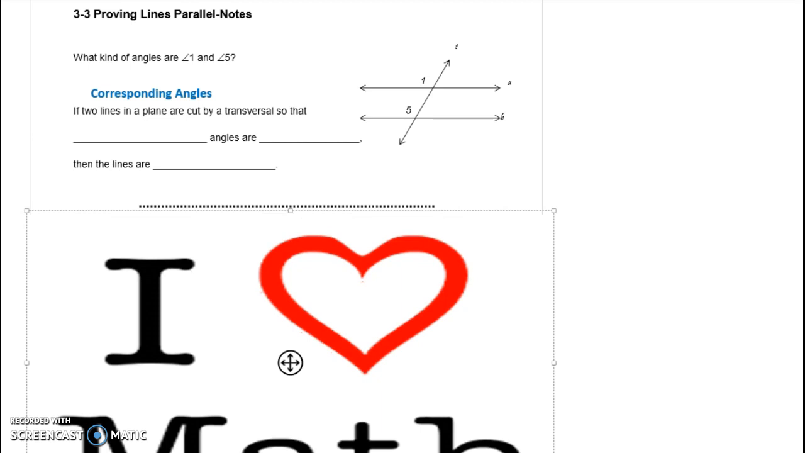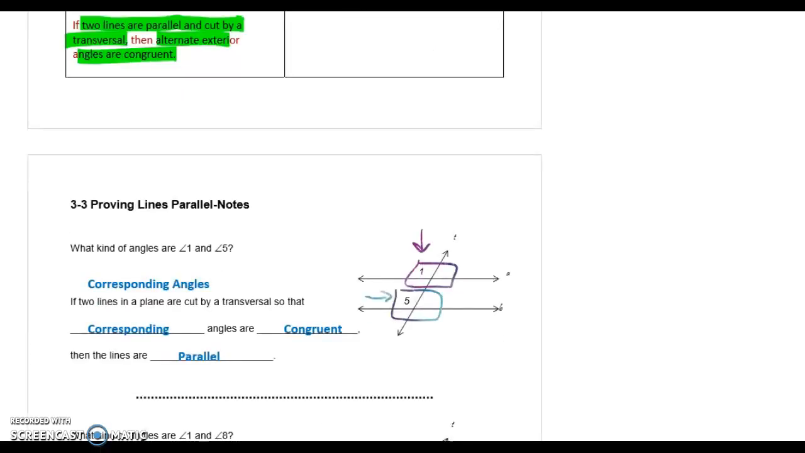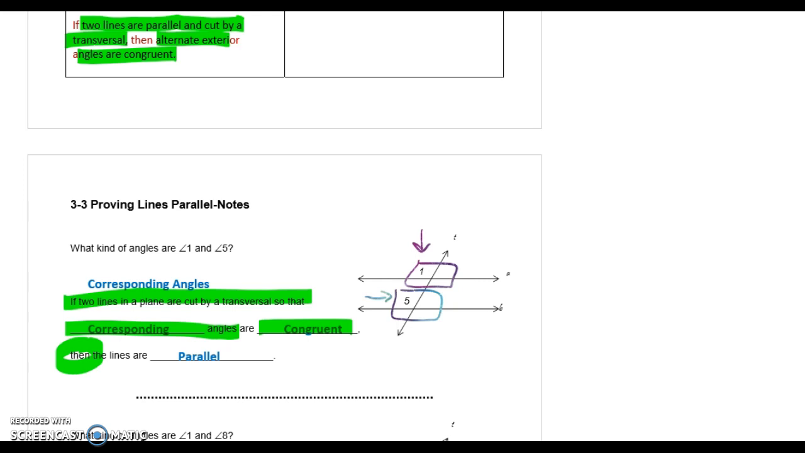And we can see that angles 1 and 5 are corresponding, because they fall into that same box, where they're both on the top left. So it says if two lines in a plane are cut by a transversal so that corresponding angles are, as we know, congruent, then the lines are parallel. So you can see it's kind of backwards. Before, it said if they're parallel, and here it says if they're cut to make them congruent, then they're parallel. It's just wording it backwards.